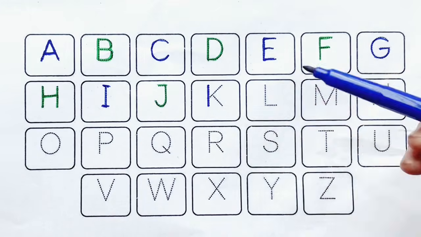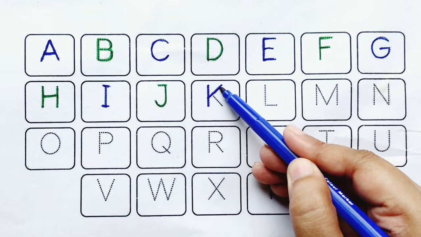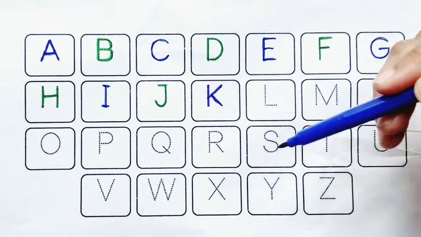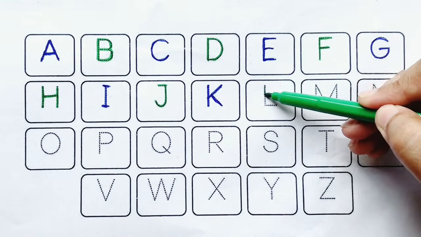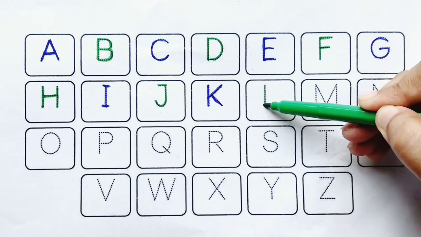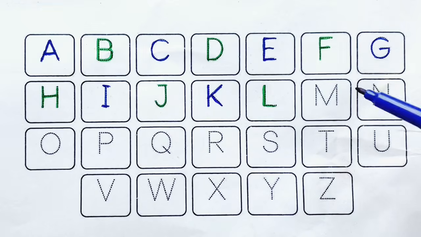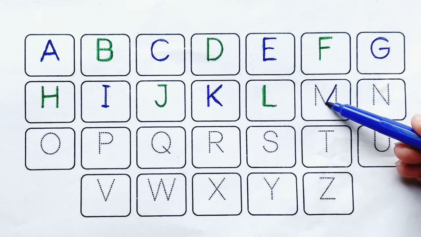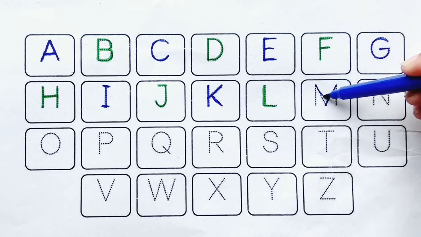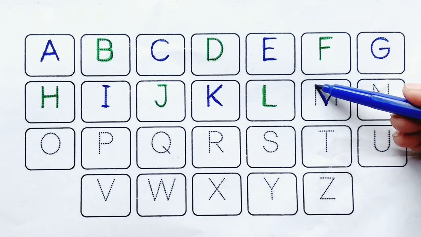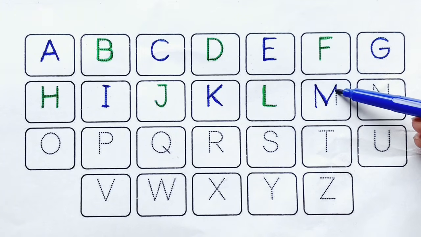K for kite. Won't you sing with me? A, B, C, D, E, F, G, H, I, L for K, lion. N, O, P, Q, R, S, T, V, W, X, M for Y, monkey. Z. Now I know my ABCs. Next time, won't you sing with me?